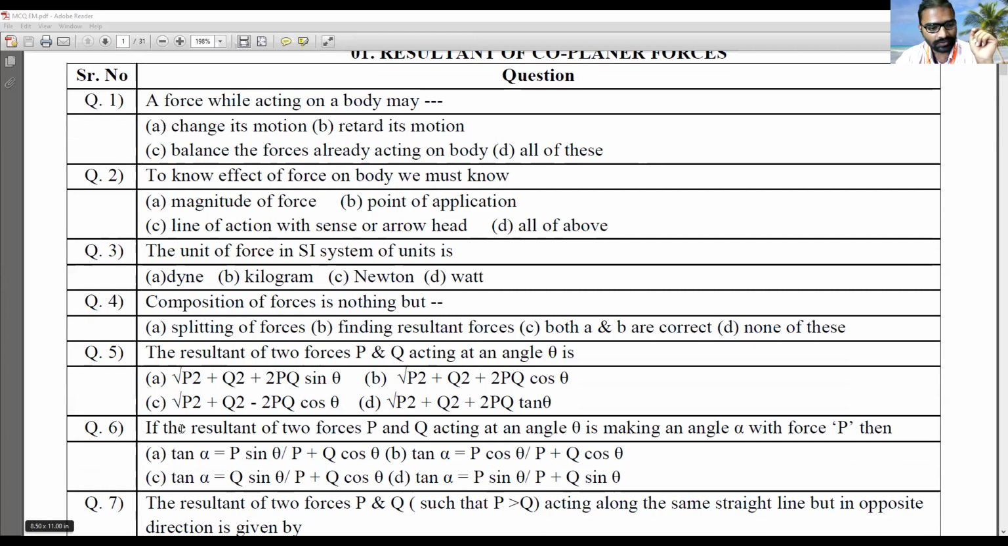Next, if the resultant of two forces P and Q acting at an angle theta makes an angle alpha with P, then he is asking the direction. What is the direction formula? Option C. Yes, all of you check this. Option C, is it correct? Yes, sir.